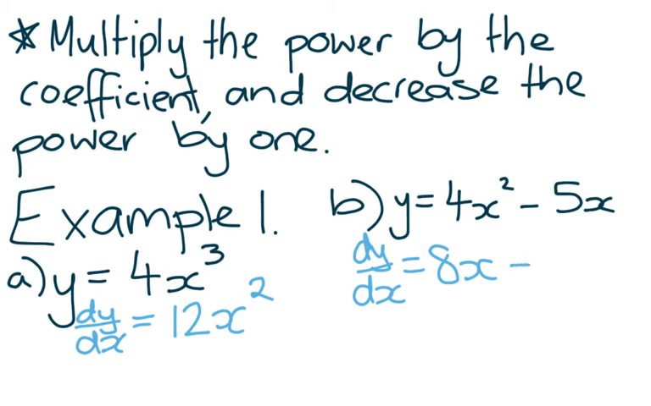Then we move to the 5x. So at the moment, the power of x is 1. So if we do 1 times 5, we get 5. So far we've got 8x take 5. And then when we reduce the power by 1 here, it's going to become x to the power of 0. But if we have x to the power of 0, we know that that just equals 1, so we don't have to write it.